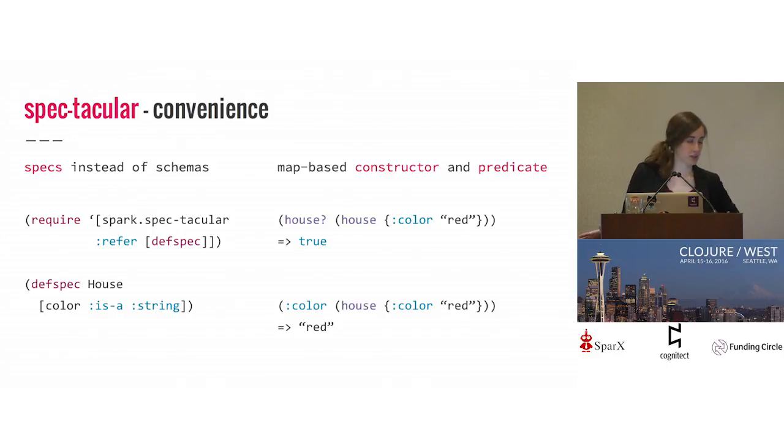So when you define your spec house, you get a map-based constructor. So you can create houses as if you were creating a map. You say, I'm making a house with the color red. And you also get a predicate to check whether a thing is a house, right? And then you can just use normal keyword access to get the color out of that house.